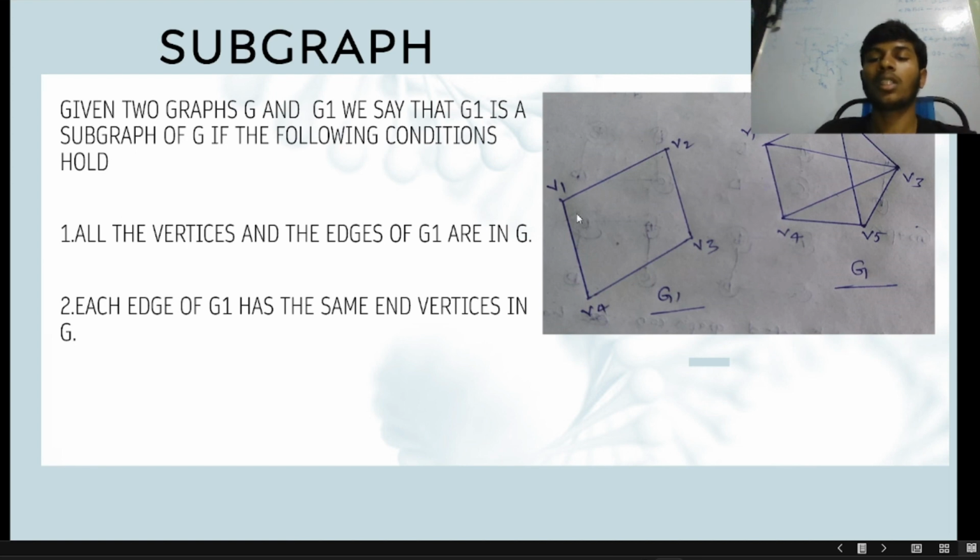And the end vertices of this edge are V1 and V4. Okay. And then this edge, V4 and V3. Okay, this is also there. So the end vertices of the edges should be the same in G1 and G. Then we can say G1 is a subgraph of G. This is all about the subgraph. It is as simple as that.